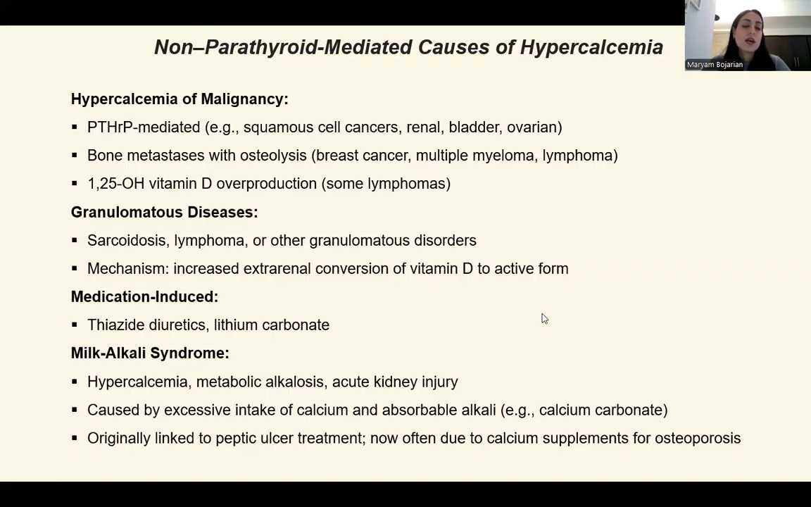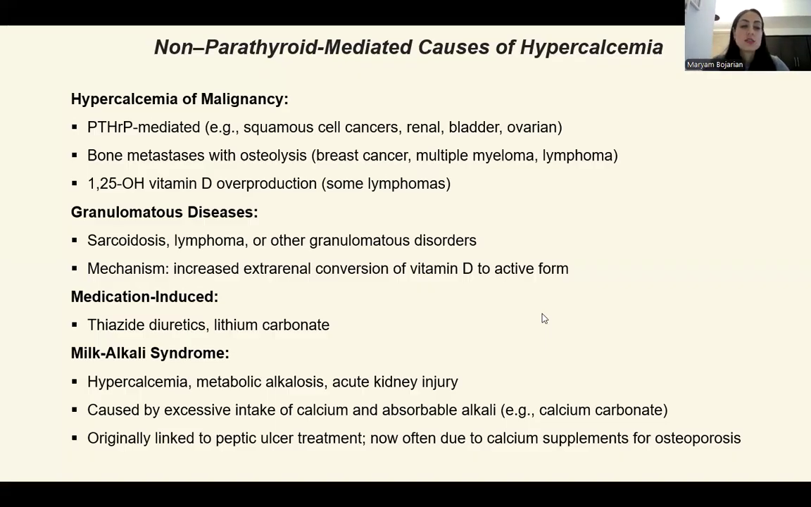We can also have 1,25-dihydroxyvitamin D overproduction. Some lymphomas can cause this. We can have granulomatous diseases, like sarcoidosis, lymphoma, or other granulomatous disease. The mechanism is increased extrarenal conversion of vitamin D to its active form.